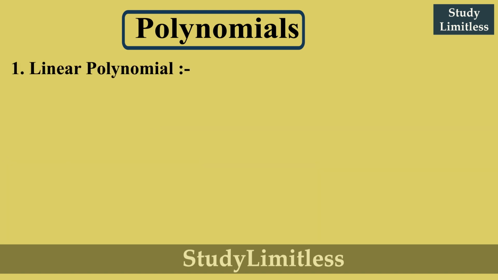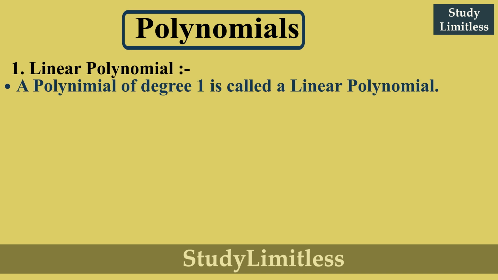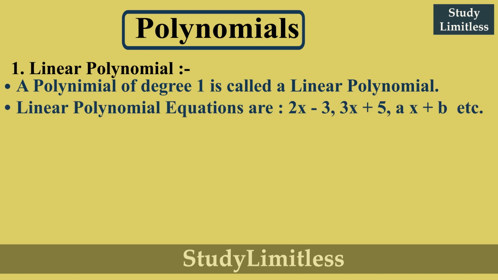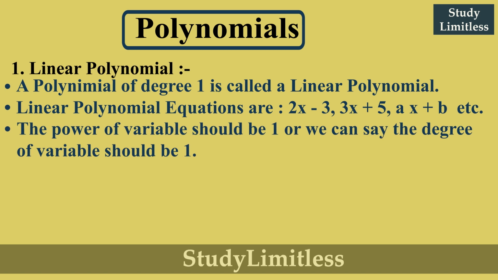Number 1 is linear polynomial. A polynomial of degree 1 is called a linear polynomial. Linear polynomial equations are 2x minus 3, 3x plus 5, ax plus b and many more. The power of the variable should be 1, or we can say the degree of the variable should be 1.